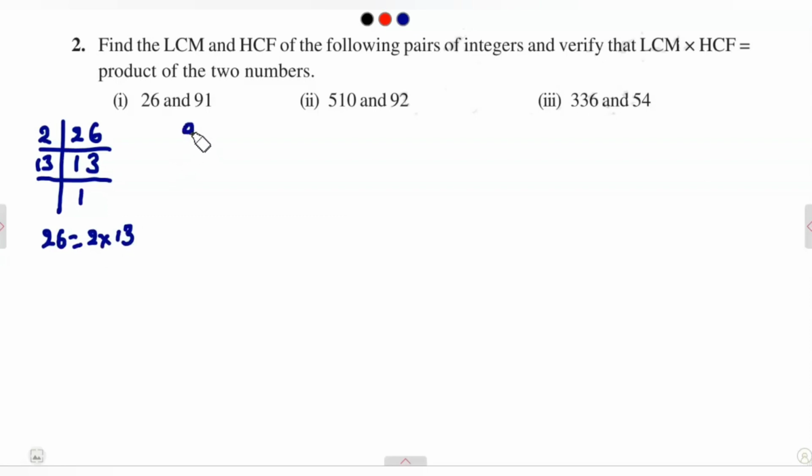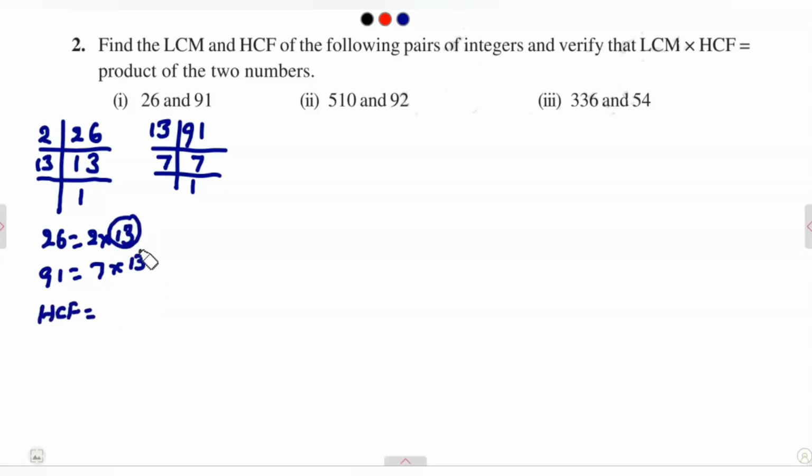Now let us take 91 and do the prime factorization. Let us take 13 table. 13 sevens are 91, and 7 is a prime number, so 7 ones are 7. So 91 is equal to 13 times 7 or 7 times 13. Always I prefer to write in ascending order. So now HCF is the common factor out of these two, which is 13 itself, only the 13. So HCF is 13.